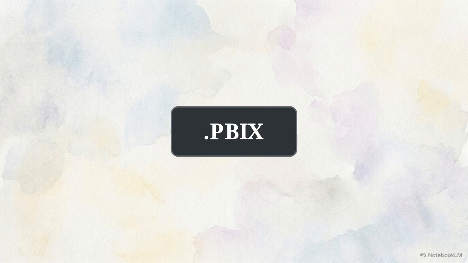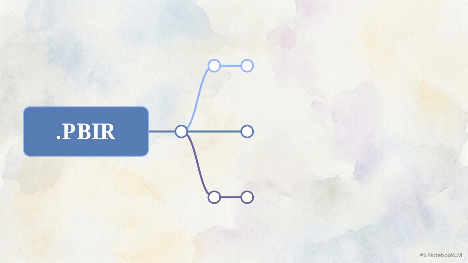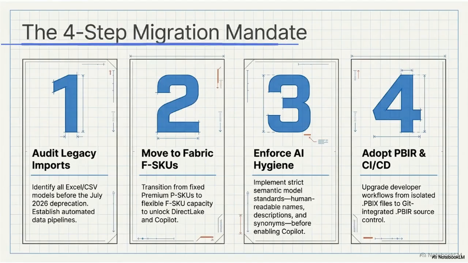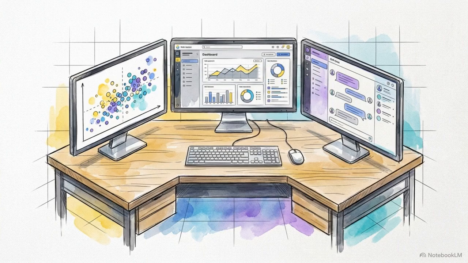Deploying these AI and Fabric integrated experiences requires moving reports to the PBIR format to enable meaningful source control. Implementing this requires 4 steps: auditing legacy imports, moving to Fabric F SKUs, enforcing AI hygiene, and adopting Git-integrated PBIR. Power BI has evolved into an AI-powered analytics and application development ecosystem.